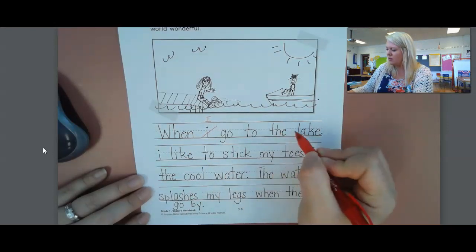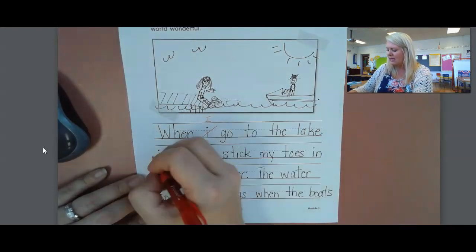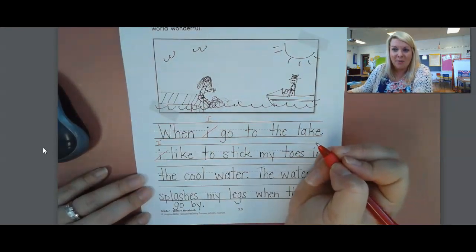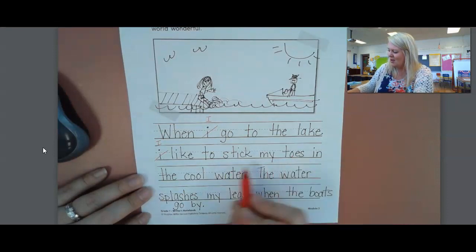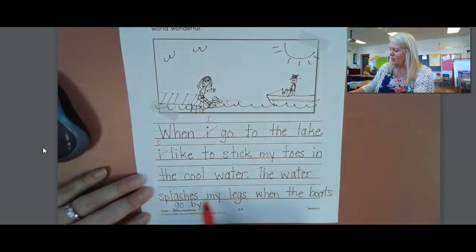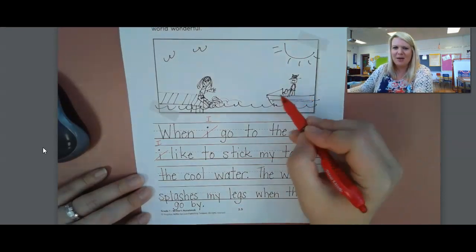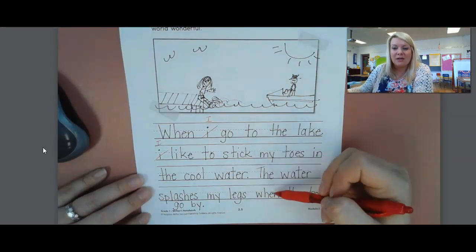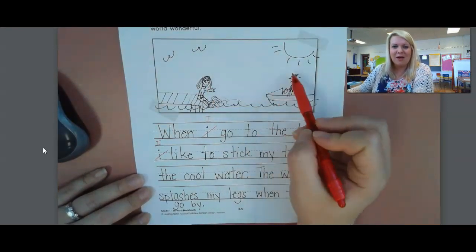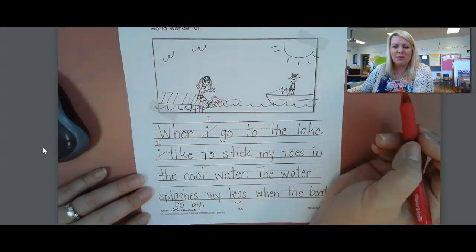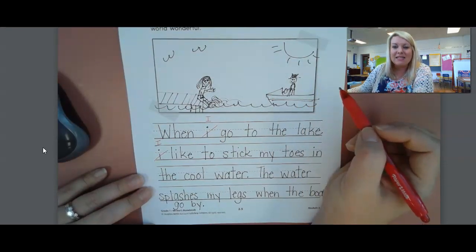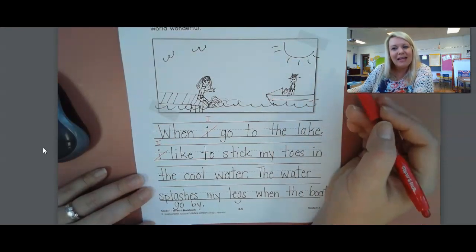When I go to the lake, oh, there it is again. I didn't capitalize my letter I. I need you here to help me. I like to stick my toes in the cool water. The water splashes my legs when the boats go by. Okay, so here's the boat and there's extra splashing going on right there. What the picture does, or what the words don't tell you, but the picture does, is that I'm waving to the person that's driving the boat. Okay, so sometimes your drawings can add more detail to your writing.